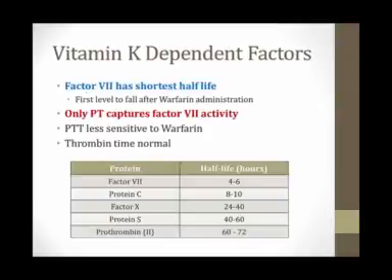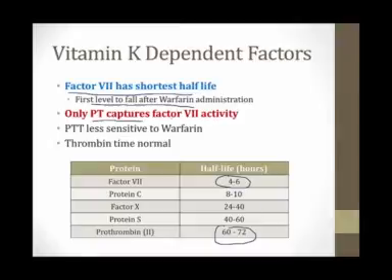So I've summarized these points on this slide here. Factor 7 has the shortest half-life of the vitamin K dependent factors. For this reason, it is the first level to fall after warfarin administration. If you look at this table on the screen, factor 7 has a half-life of 4 to 6 hours. Contrast that with prothrombin factor 2, which has a half-life of 60 to 72 hours. Only the PT test of the extrinsic pathway captures factor 7 activity, and that's why that's the preferred test in patients on warfarin. The PTT can become elevated in patients on warfarin, but it is much less sensitive, and the thrombin time will be normal because warfarin does not affect thrombin activity.